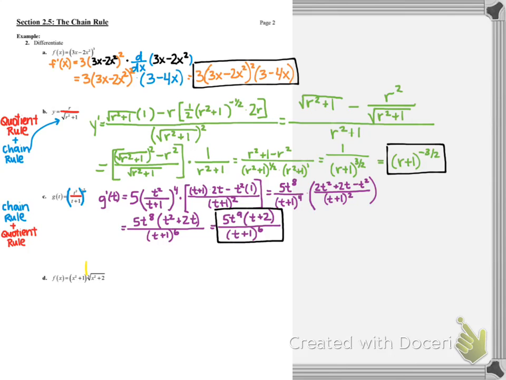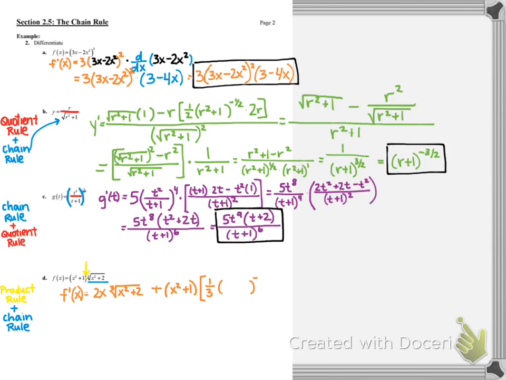Let us do another example. If we look at letter D, we notice here that this is a product. So we will have to use the product rule. We also notice that there's a chain rule because we have the cube root, and we also have a function inside that cube root. So if we're taking the derivative of f, we will have to use the product rule. Derivative of the first, leave the second alone, plus leave the first alone, derivative of the second. Now when we take the derivative of the second, we will have to remember to use chain rule.